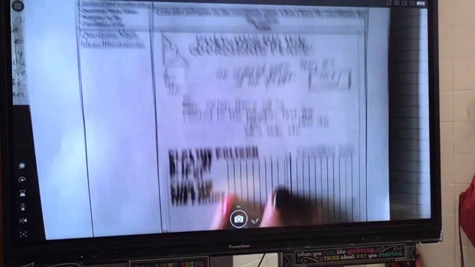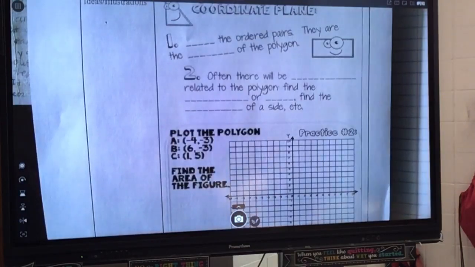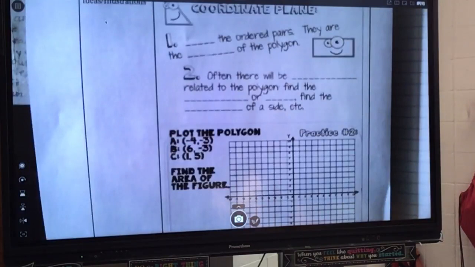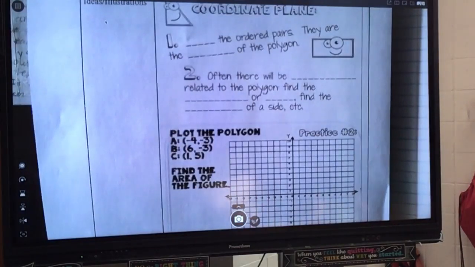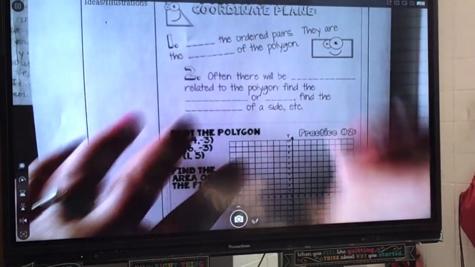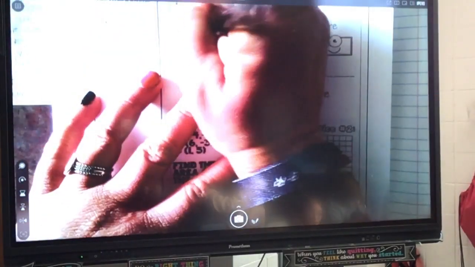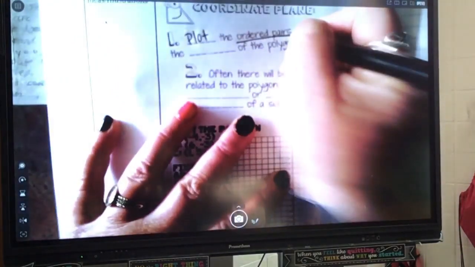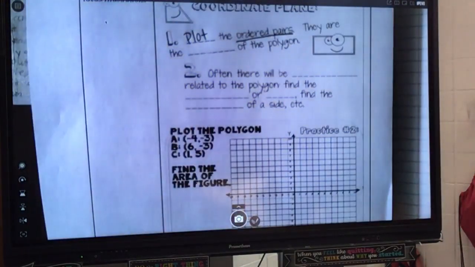All right, so we have a few fill in the blanks, and then we're going to do a practice, and then we're going to move to our lesson today. So number one, it says plot the ordered pair. And the ordered pair is what? What is the ordered pair?